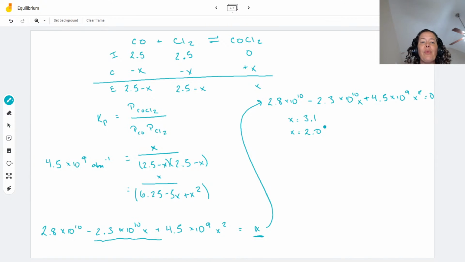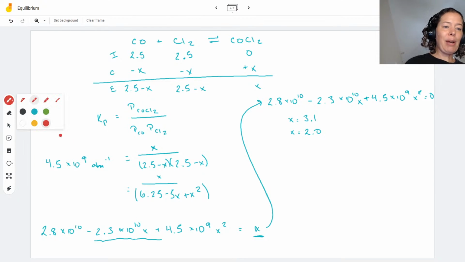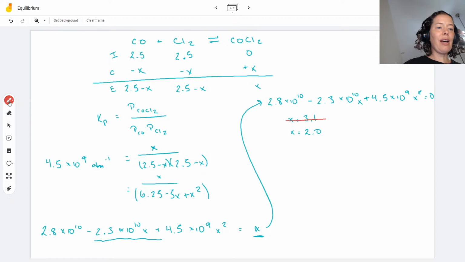Well, if I go back and look at my equilibrium concentrations, if I were to plug in 3.1 here, I would get a negative pressure, which we know cannot exist. We cannot have a negative pressure. Pressure only goes down to 0. So that means that my value of 3.1 is not valid, because I cannot have a negative pressure. Or if you're doing concentration, you can't have a negative concentration. So that means my value of x equals 2 is my correct value to calculate the equilibrium pressures here.